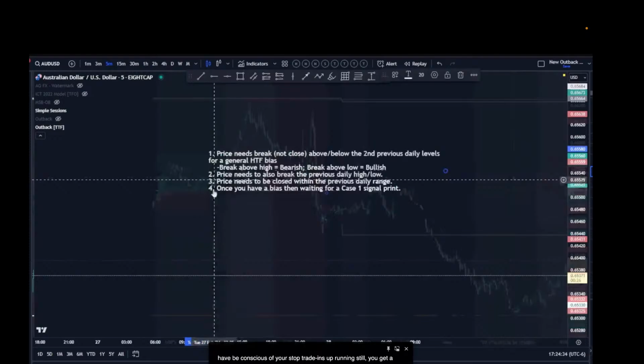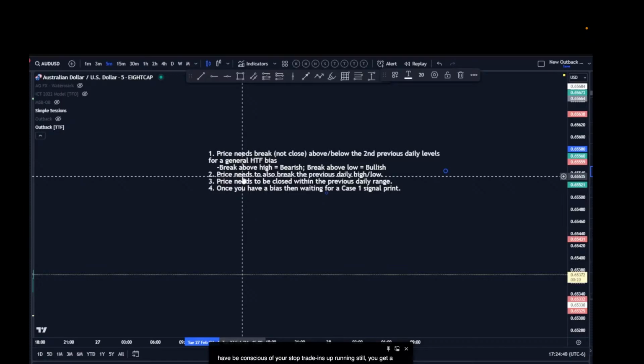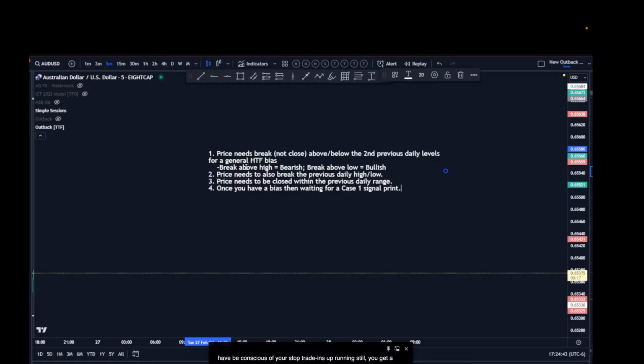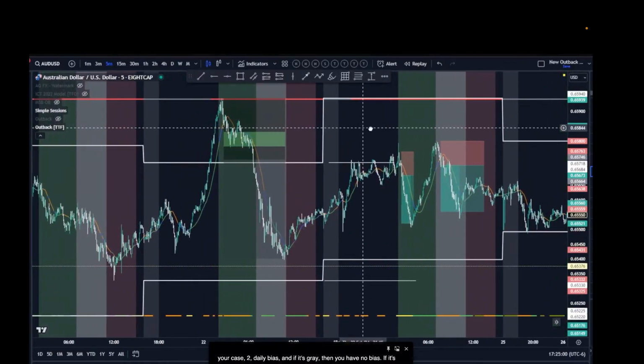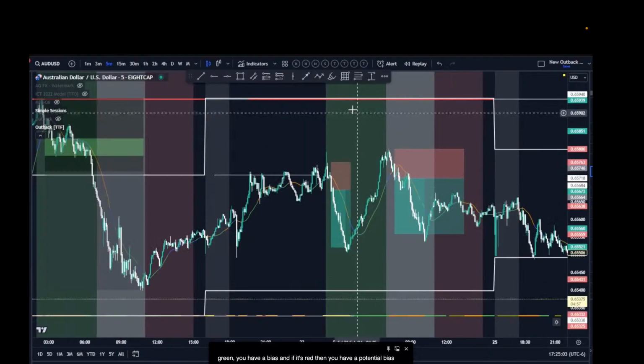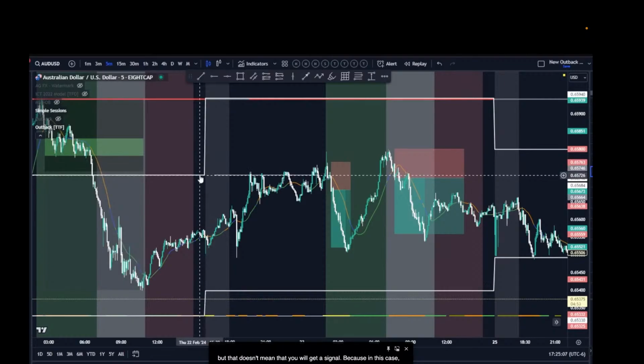All 4 of these rules, you don't have to memorize them. All I'm telling you is the logic of the indicator. You can just forget about this if you really want to, because all of that is included in the Kangaroo signal. And you will notice here at the top, you have your Case 2 daily bias. If it's gray, then you have no bias. If it's green, you have a bias. And if it's red, then you have a potential bias. But that doesn't mean that you will get a signal, because in this case, we still need the Case 2 signal. Daily bias is just telling you that it's broken a second previous daily high or a second previous daily low.